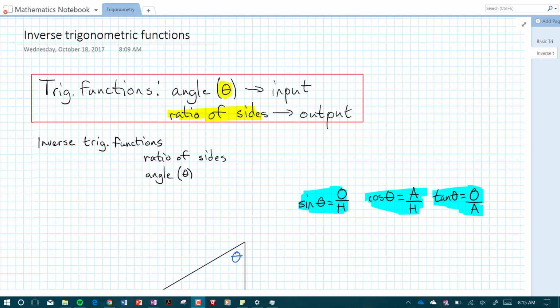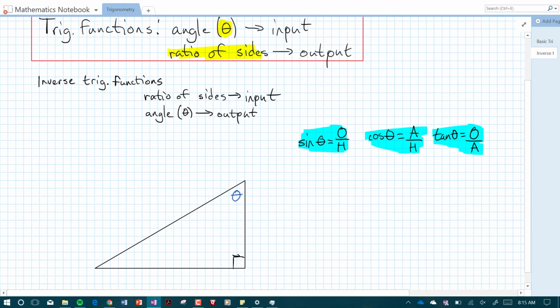Because our trig functions are functions, they work one way. They take an angle as an input and spit out the sides as an output, which means we need to know the angle if we want to find the sides. But what happens if we want to find the angle? Well, we know that inverse functions are functions which reverse the outputs and the inputs. So we're going to use the inverse trig functions to find angles in given right triangles. For an inverse trig function, the ratio of two sides is going to be our input, and the angle theta is going to be our output.